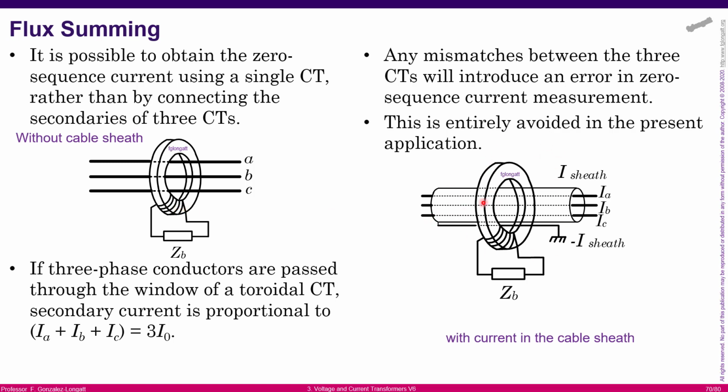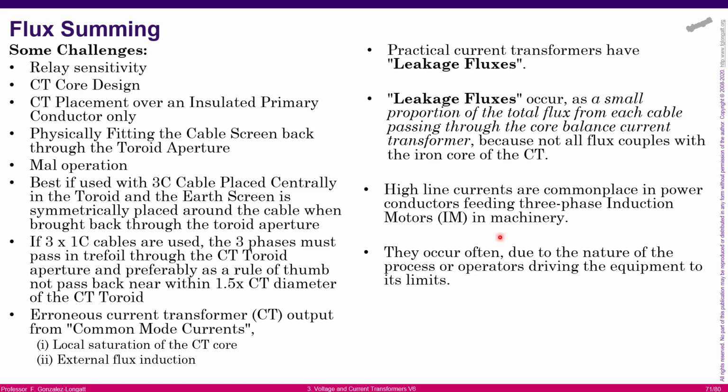Sometimes the cables have shields, and in those cases we must be extremely careful, because the shield could be grounded, and as a consequence we will not get 3 times the zero sequence current in this kind of measurement. Okay, because the current moving in A, B, C will be isolated or returned by the shield.